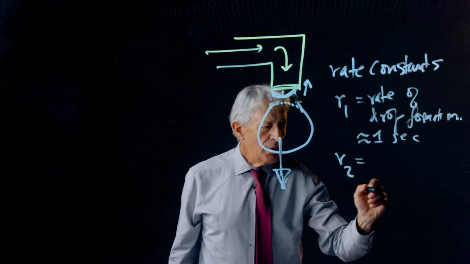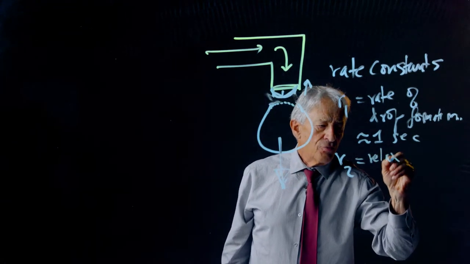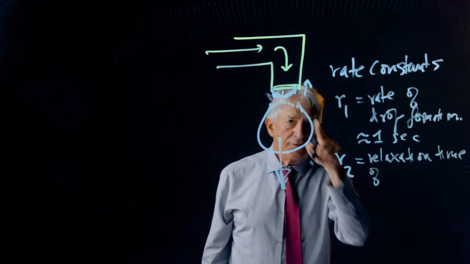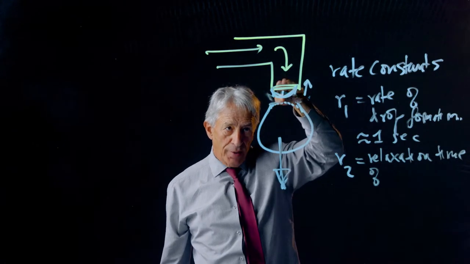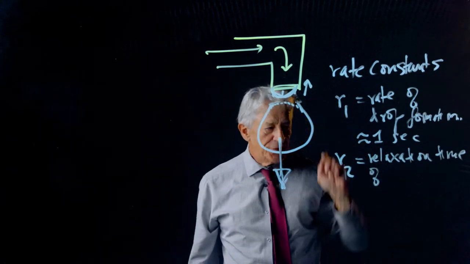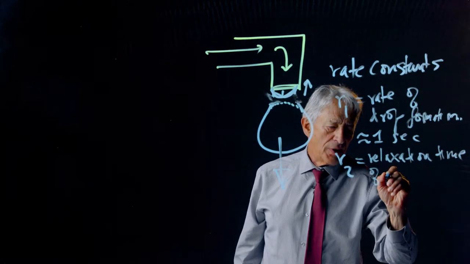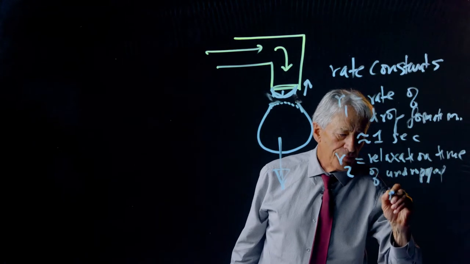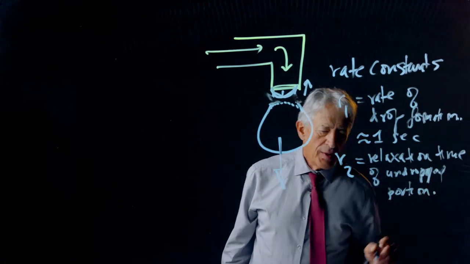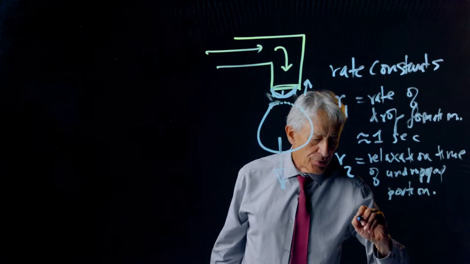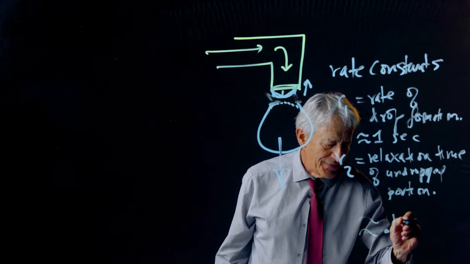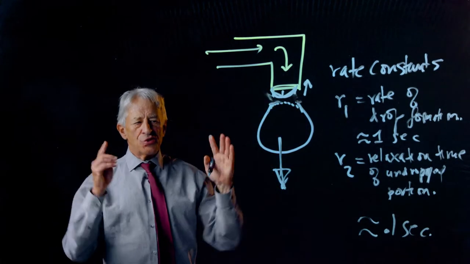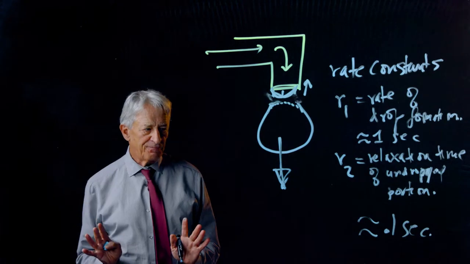R2 is the relaxation time of the undropped drip and the little oscillation phase. The relaxation time of the undropped portion. And that is a lot shorter. That's on the order of 1/10 of a second. But that's for slow dripping.